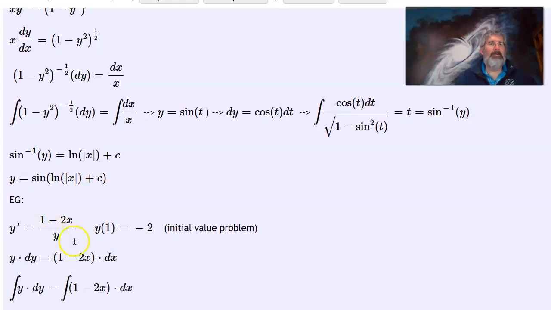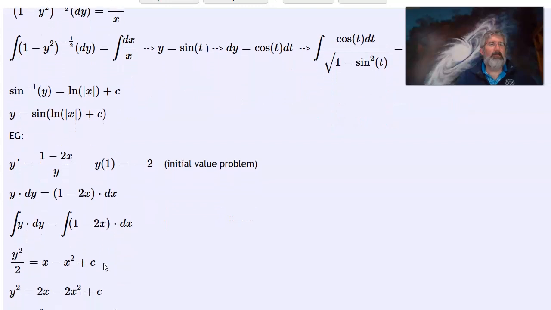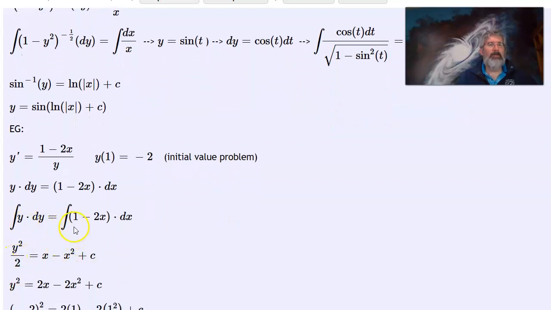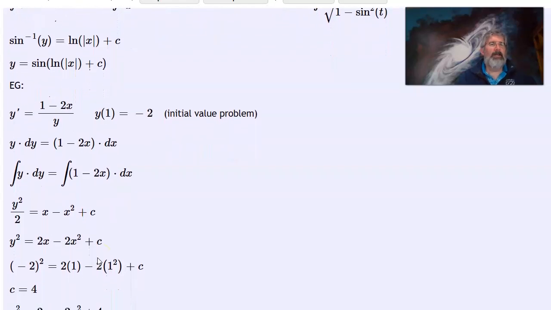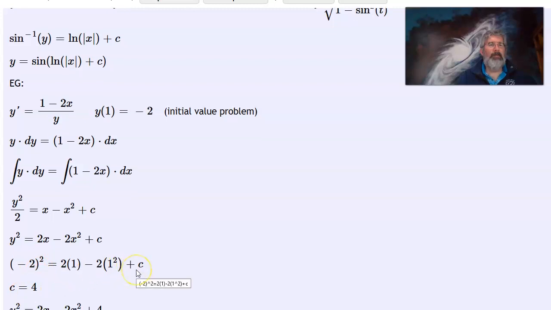All right, another one here. Initial value problem. So here's a differential equation with an initial condition. When x is 1, I want y to be -2. Separating, I can multiply both sides by y, and I can multiply both sides by dx to get this. Integrating both sides gives me y squared over 2 on the left, x minus x squared plus a constant, right? Again, there's a constant on both sides, but I get them together to be just plus c on one side. And then plugging my initial condition in, for x's I'm replacing them by 1s, and for y, I'm replacing it by -2. I get that c is 4.